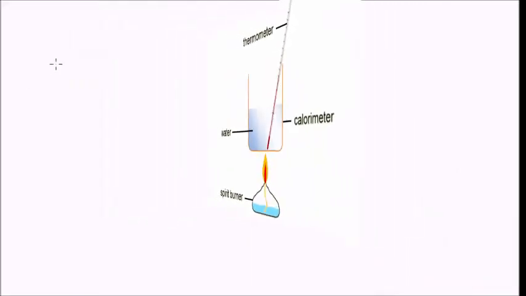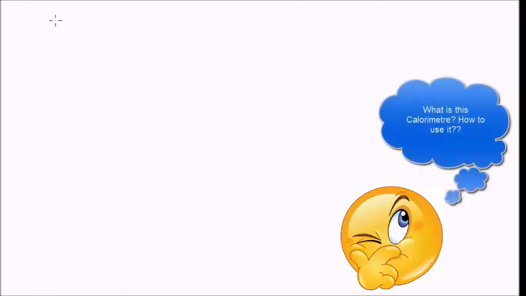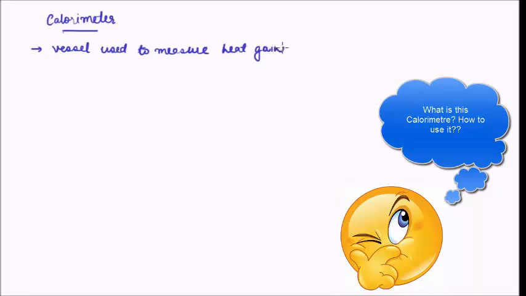We will begin today's discussion with understanding what a calorimeter is. Calorimeter. A calorimeter is basically a vessel used to measure the heat gained or lost when a body is mixed with another body. So a calorimeter is basically a device which helps us measure the amount of heat gained or lost by a body when it is mixed with another body.